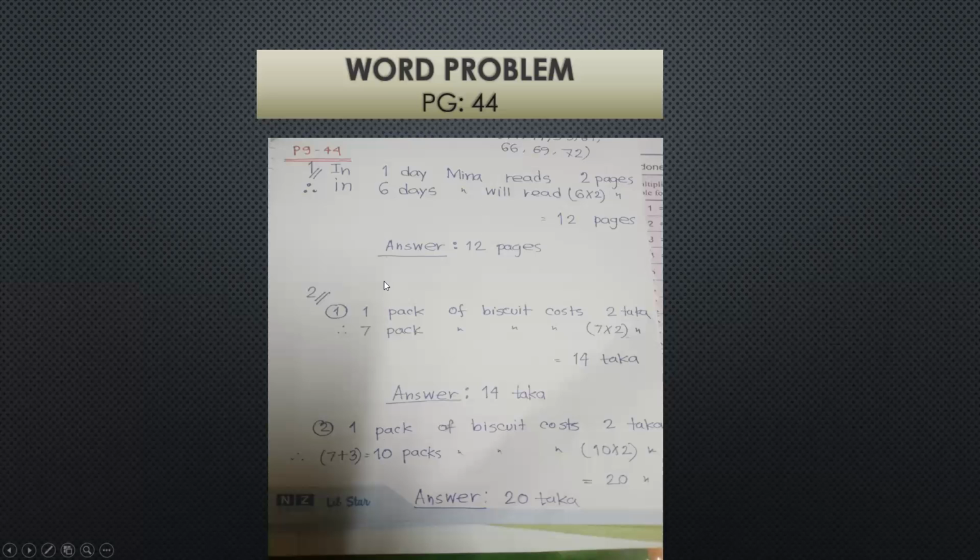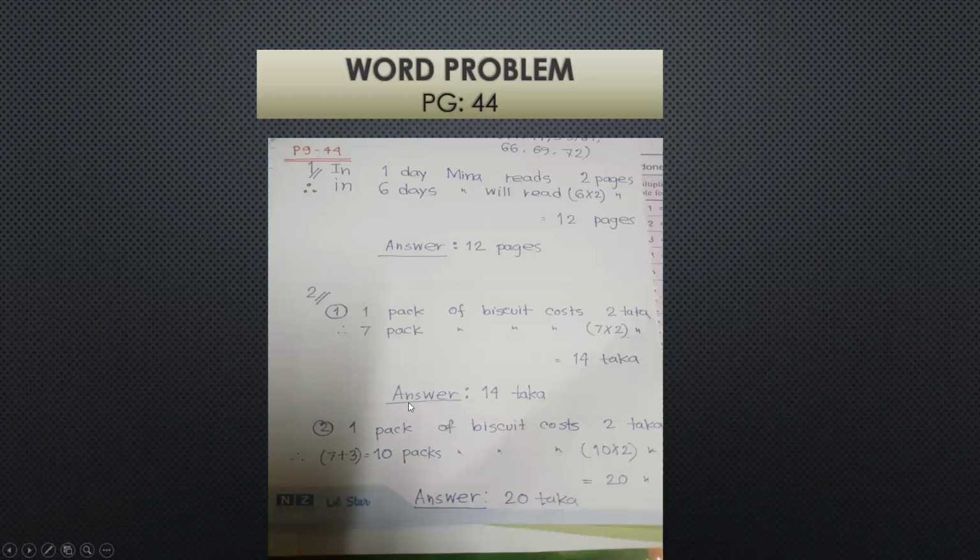Number two: a pack of biscuits costs 2 taka. One pack costs 2 taka. Reja bought 7 packs of this biscuit. So our question is, how many taka would it cost? It's really easy. You just have to multiply. One pack of biscuits is 2 taka, so 7 packs cost 7 into 2 is equal to 14.